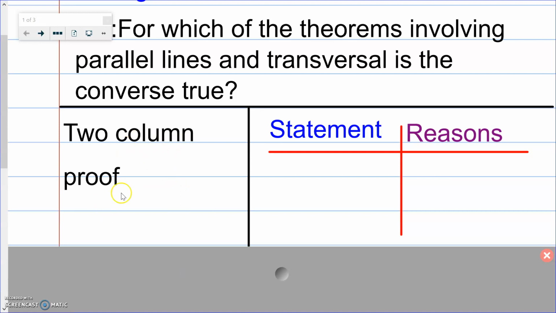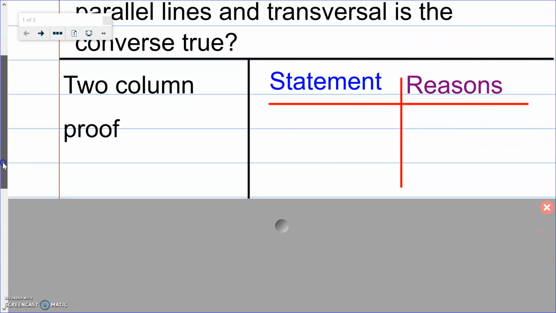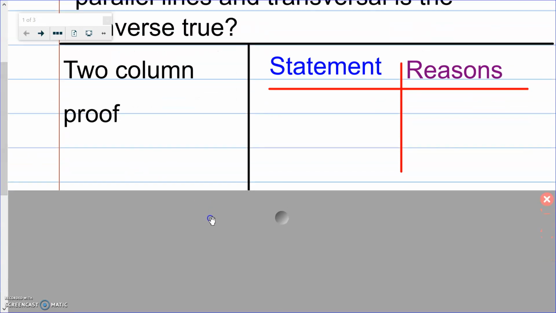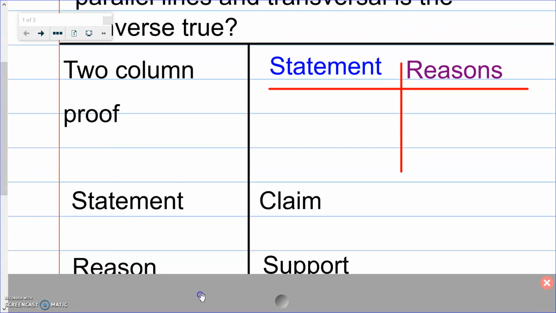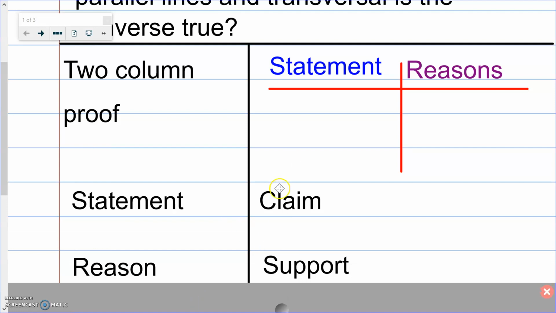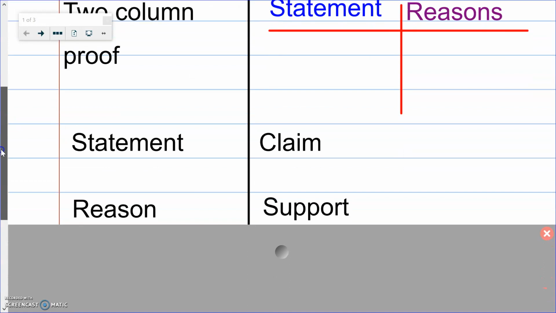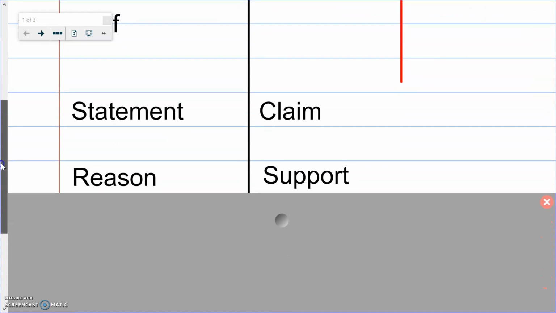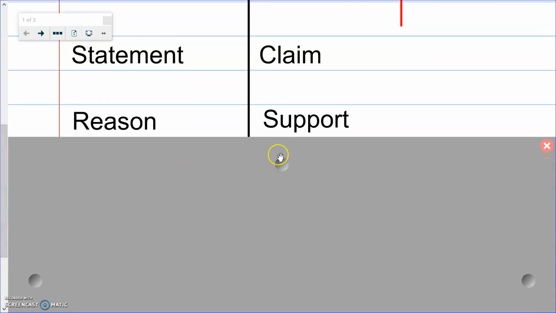The first thing is a two-column proof. The two-column proof is a T-table. It has two columns. The left column is labeled statement. The right column is our reasons. We're going to be making a claim, which is our statement, and we're going to be backing it up with stuff that we know is true. That's our reasons, or the support. We'll be told where we want to go with our claims, and we will try to get there using the math.